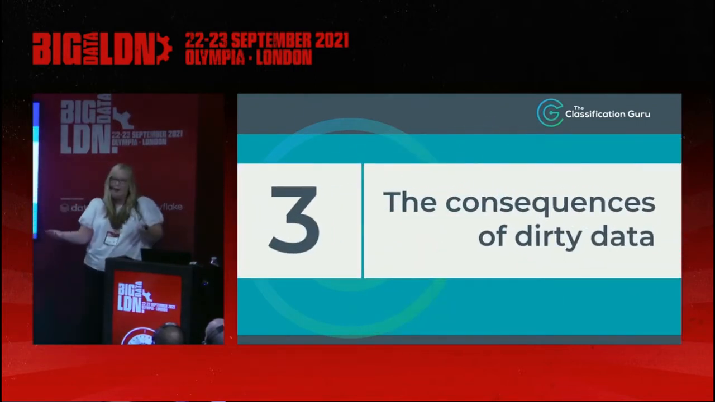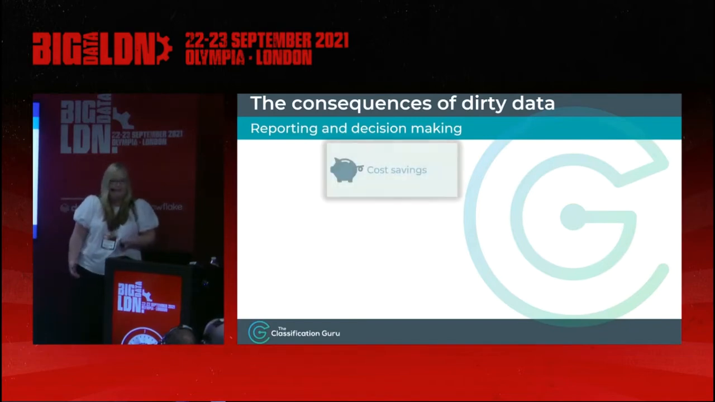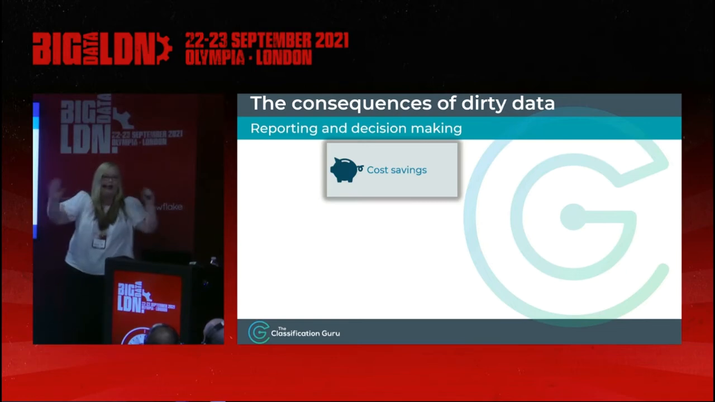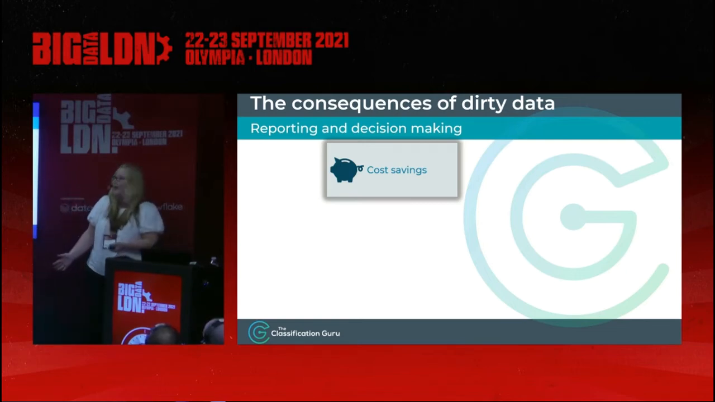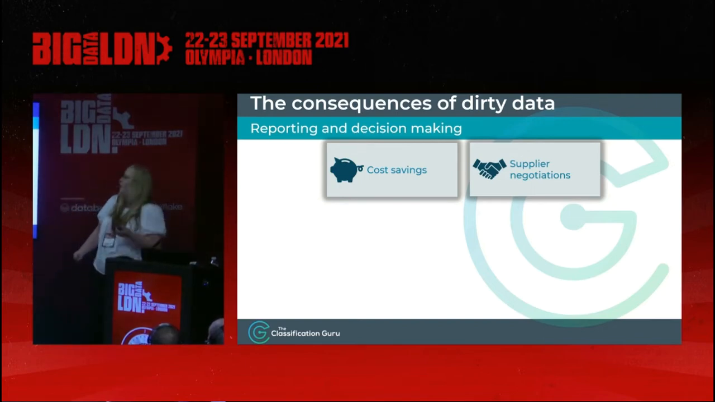But what about the consequences? Because they might not be as obvious as you think. So what about reporting and decision making? First of all, there's cost savings if you're in procurement. You can find a whole load of opportunities to save some money. You can negotiate better agreements with your suppliers or even your customers if you have the right data.